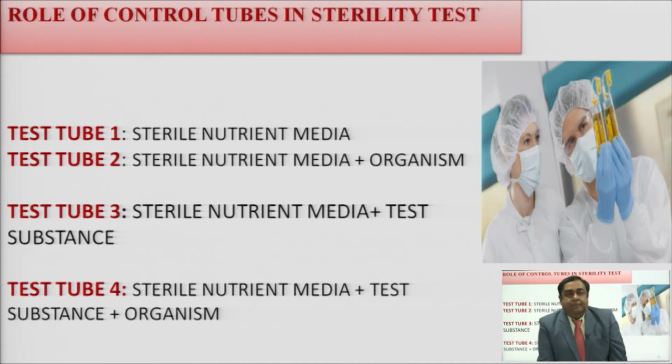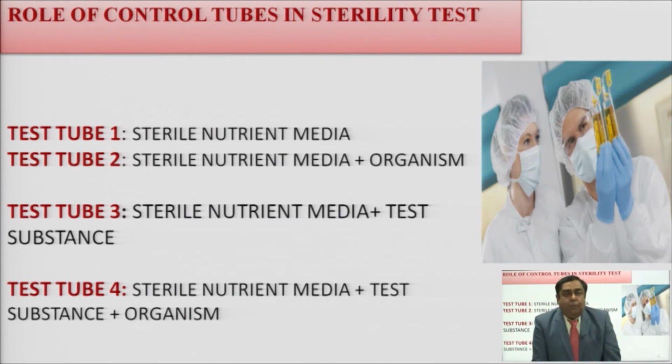In all situations, test tube number 1 should be clear. Why? Because if test tube number 1 is not clear or turbid, it means that the nutrient media has not been properly sterilized. That is the reason why test tube number 1 should in all cases be absolutely clear. No turbidity should be present. If there is turbidity, it means there is contamination or the media is not properly sterilized.